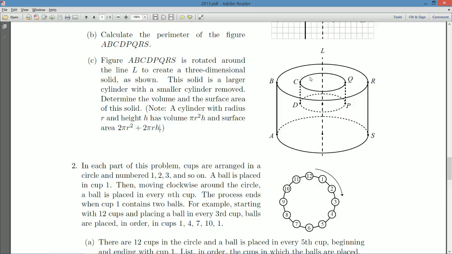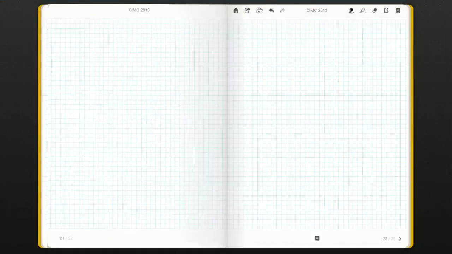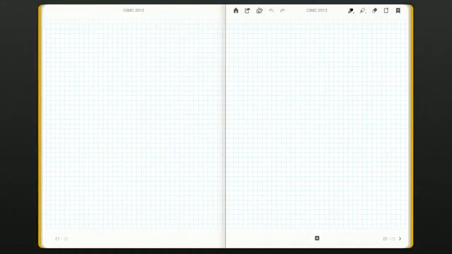Okay, so let's dive into this question. We have two things to do. We have to do a volume and a surface area. So first things first, let's do the volume.